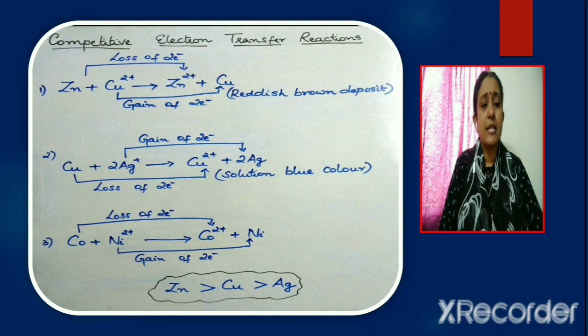Now from all these reactions it is clear that it is the more reactive metal which undergoes oxidation. Now we can also arrange the metals in the order of decreasing reactivities. Out of the metals zinc, copper and silver, the order will be zinc is more reactive than copper, which is more reactive than silver.